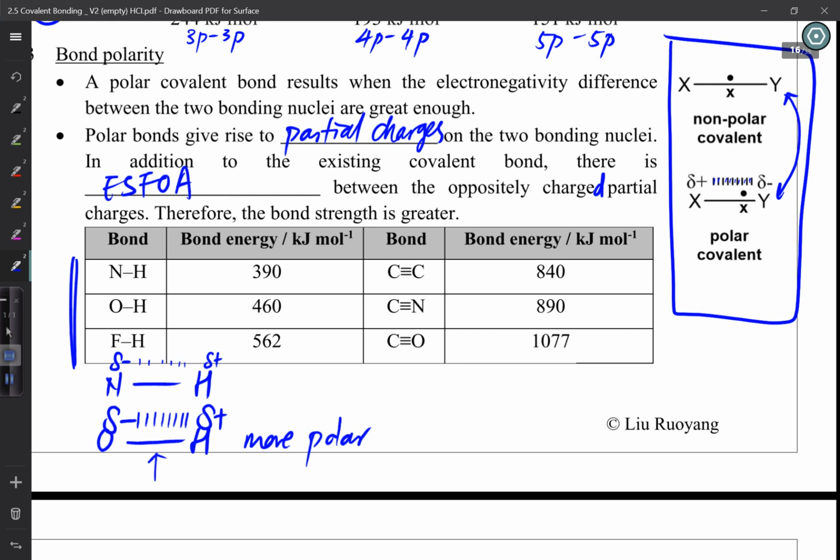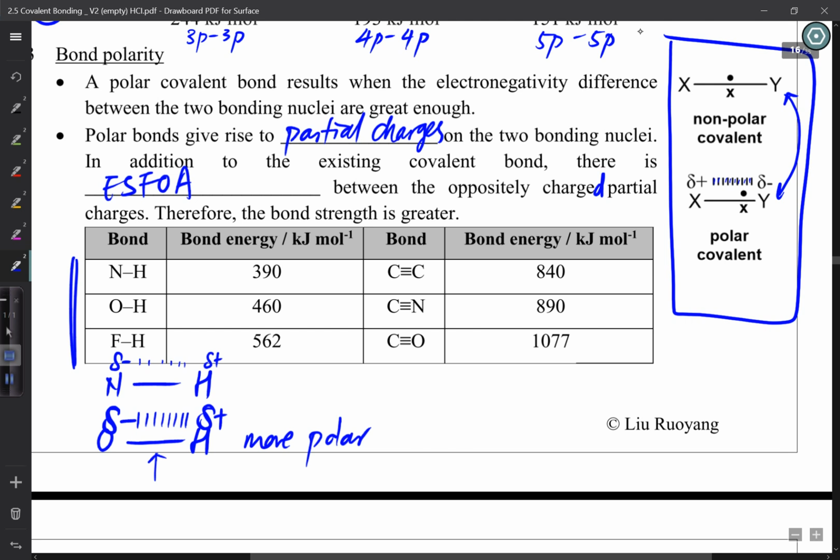So if it's more polar, the delta plus and the delta minus will be greater than for one which is less electronegative. For example, O's electronegativity is 3.5, nitrogen is 3.0, hydrogen is 2.2 for both of them, correct? Now, if nitrogen is less electronegative than oxygen, the two shared electrons will be further away from nitrogen, whereas in this case, they will be closer towards oxygen. In other words, O has a greater propensity to gain a minus charge than N. So the charge for N is smaller, the charge for O is bigger.